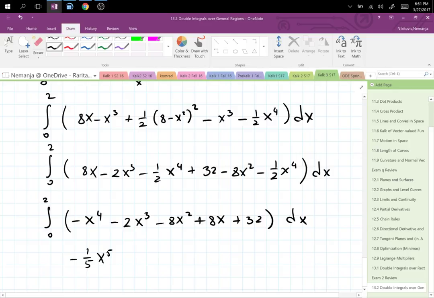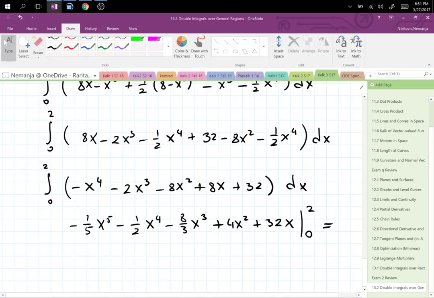X to the 4 over 4, so that's going to be minus 1/2 x to the fourth. 8/3 x cubed plus 4x squared plus 32x from 0 to 2. We don't have to plug in 0 because it's a polynomial, but be careful. e to the x, when it's 0 it's 1. Cosine of 0 is 1, so you can't ignore 0 every time.